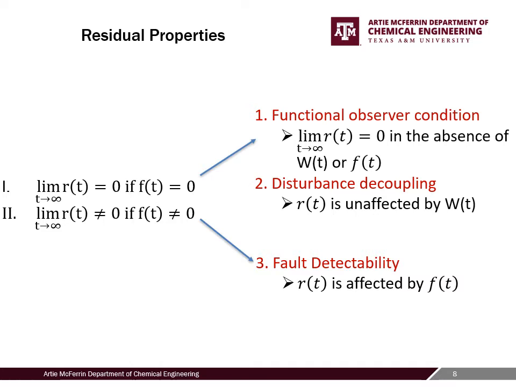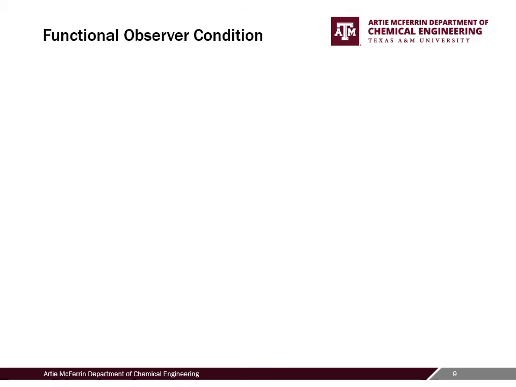So this will preclude any false alarms. And the third one, arguably the most important one, is the fault detectability condition, where you want the residual to somehow be affected by the fault. So this will ensure that you can see when a fault occurs just by analyzing the residual. In the following slides, mathematical formulations of the three conditions will be provided, and later necessary and sufficient conditions for the residual generator to satisfy them will also be derived.